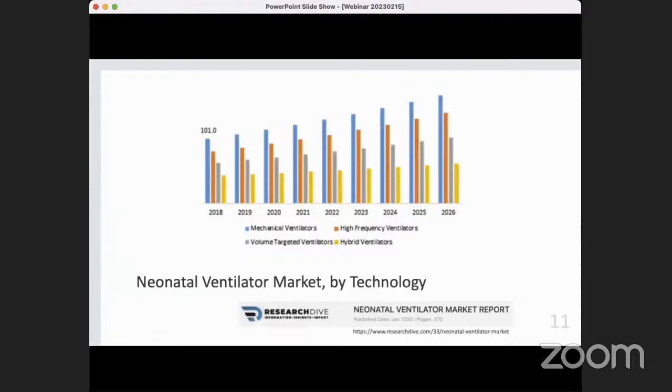Please see the graph according to the market forecast for ventilators used for newborns on the Research Dive website. The number of ventilators themselves will increase, among which more HFOs will be needed. In other words, market data predicts that our exposure to HFO will increase in the future.